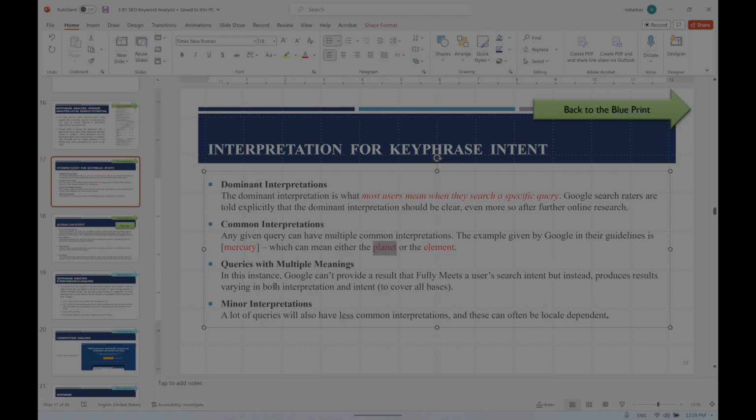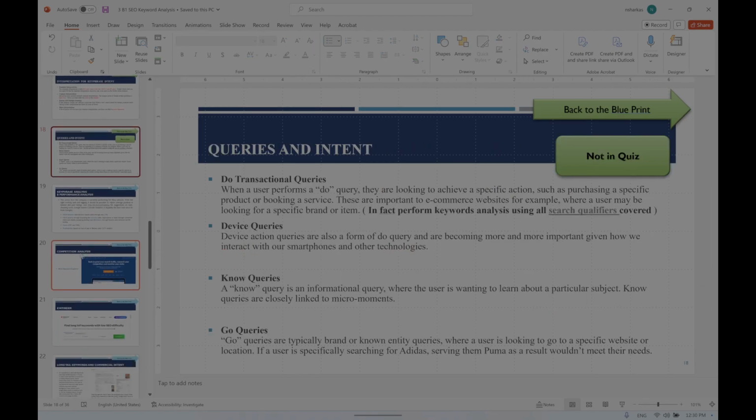Now, queries with multiple meanings. In this instance, Google can't provide a result that fully meets a user's search intent, but instead produces results varying across both interpretations. And now, minor interpretations. A lot of queries will also have less common interpretations, and these are more location-dependent interpretations. This is why we have local businesses and all that, to sort out these kinds of interpretations.